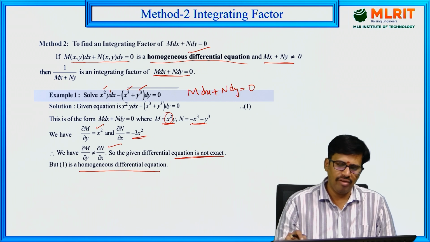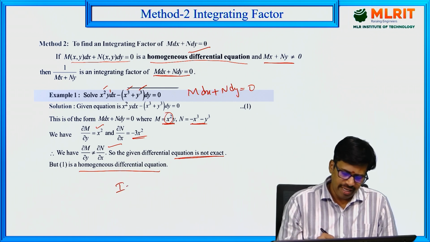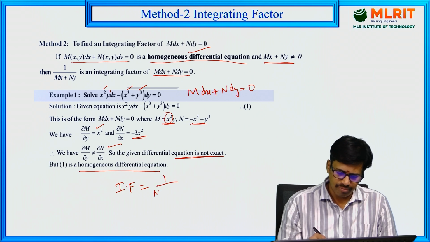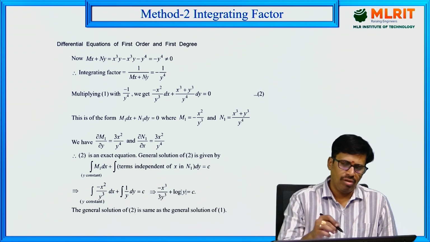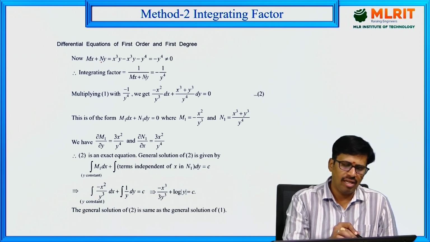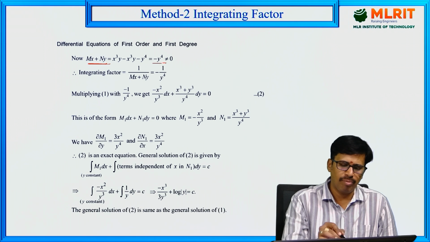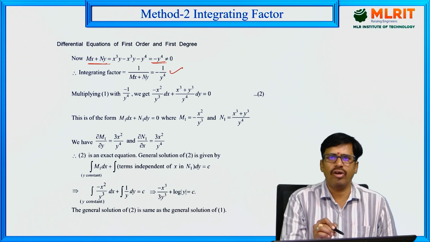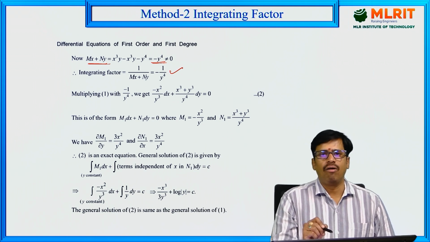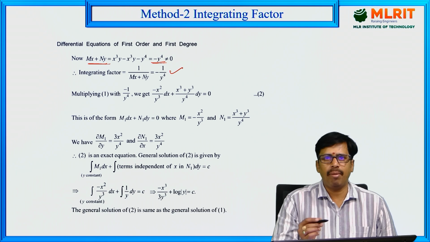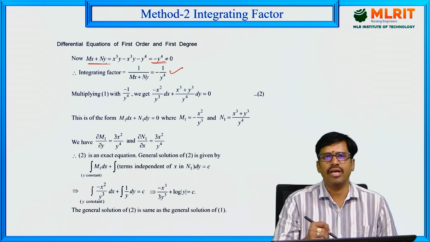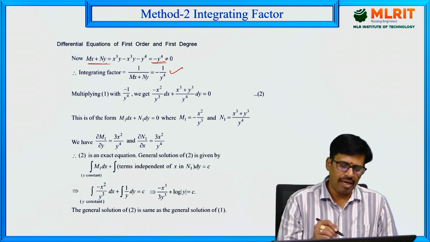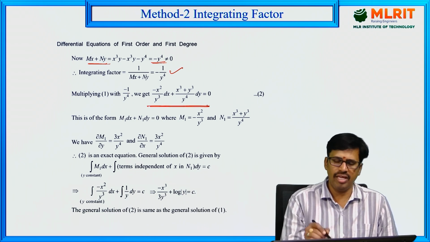Once it is a homogeneous equation, what can you confirm? The integrating factor as 1 by (Mx plus Ny). This is the integrating factor. So you multiply M with x and N with y, add these two terms, Mx plus Ny. So 1 by (Mx plus Ny) is minus 1 by y power 4. Okay, we got the integrating factor. What next? Once we get the integrating factor, we multiply the integrating factor with the given equation so that this will be converted into an exact differential equation. So after multiplying with the minus 1 by y power 4, this is the equation we get.